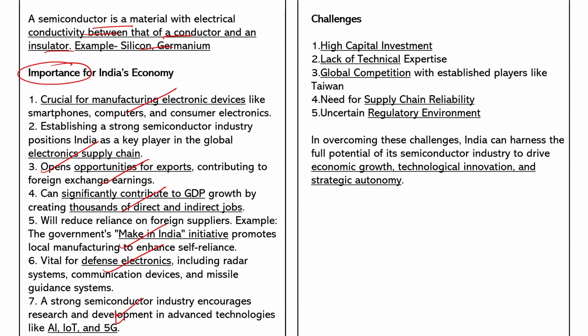Then you can write about challenges that we face for the semiconductor economy, which is high capital investment, lack of technical expertise, global competition, need for supply chain reliability, right? Uncertain regulatory environments. All these things you can write. Okay. Then you can write how it will drive economic growth, technological innovation, and strategic autonomy. So all these things, if you want, you can write it like this.